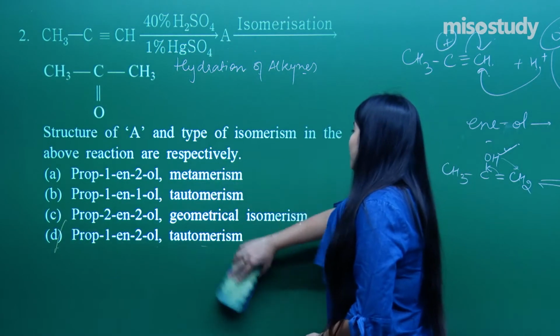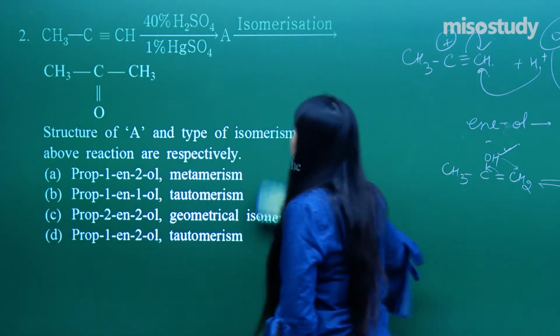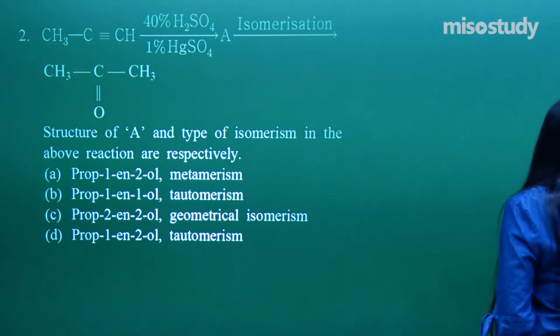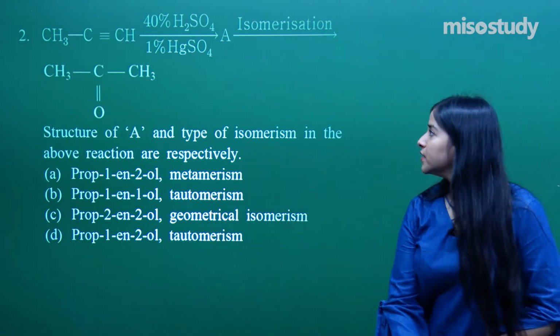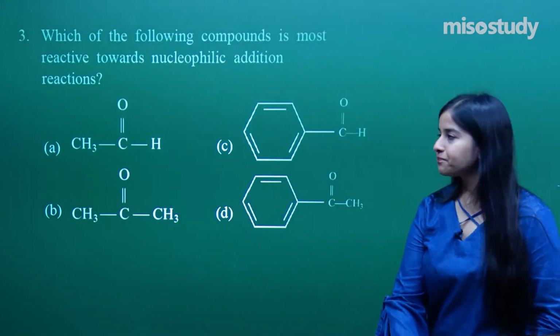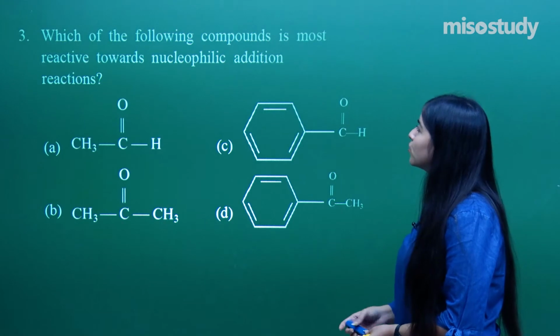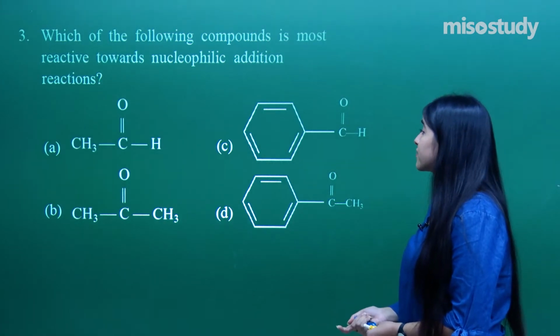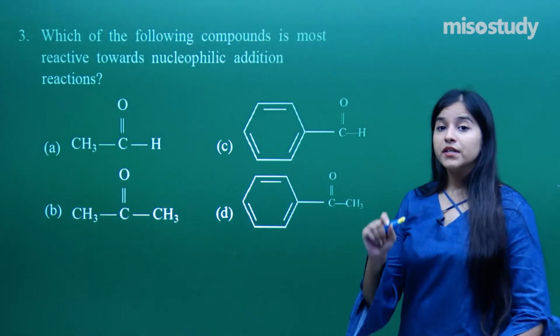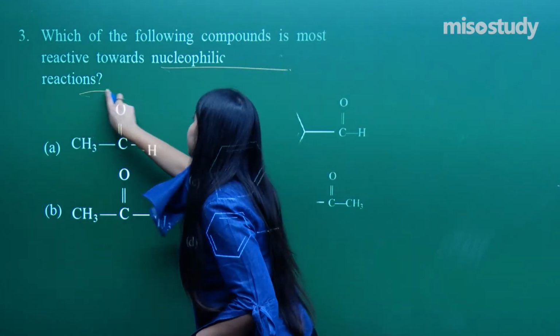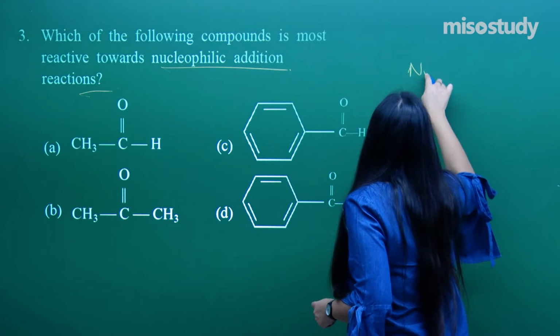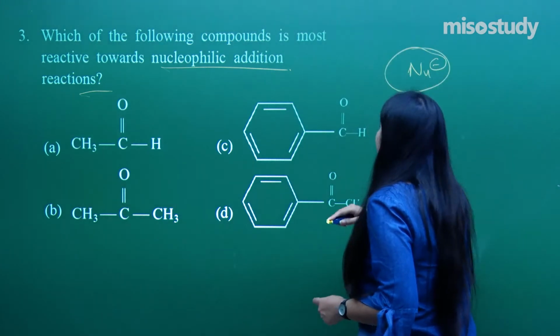This was a mapping question basically, where you have to find out A, B and the products which are getting formed in the reaction. It's interesting. Now question number 3: which of the following compounds is most reactive towards nucleophilic addition reaction? In such questions, as they have given nucleophilic addition, the nucleophile must be getting added.